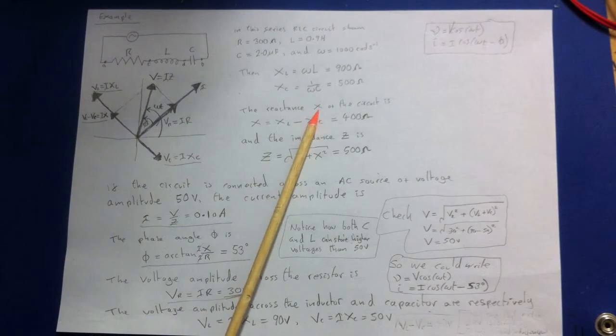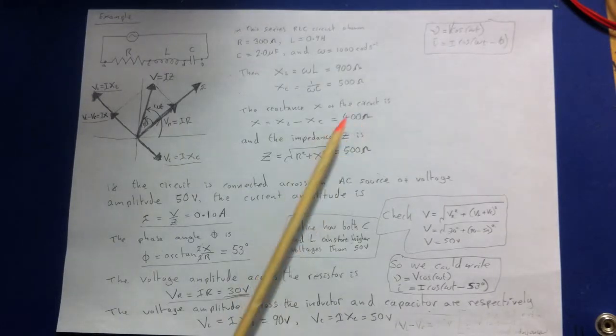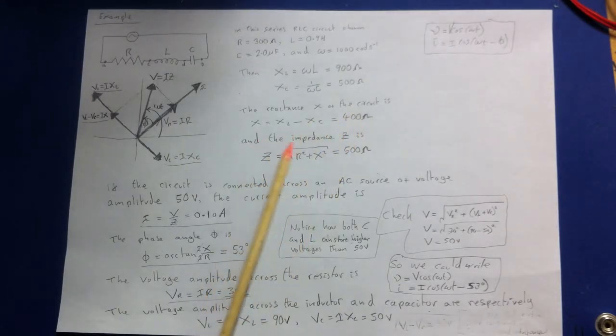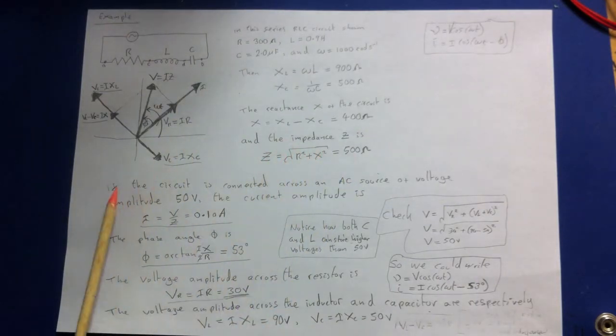The reactance capital X, which we said was XL minus XC, of the circuit is therefore 400 ohms. So that's the total reactance of the circuit. And the impedance Z is the square root of R squared plus the reactance squared, and that comes to 500 ohms. So we've got the total impedance of the circuit.